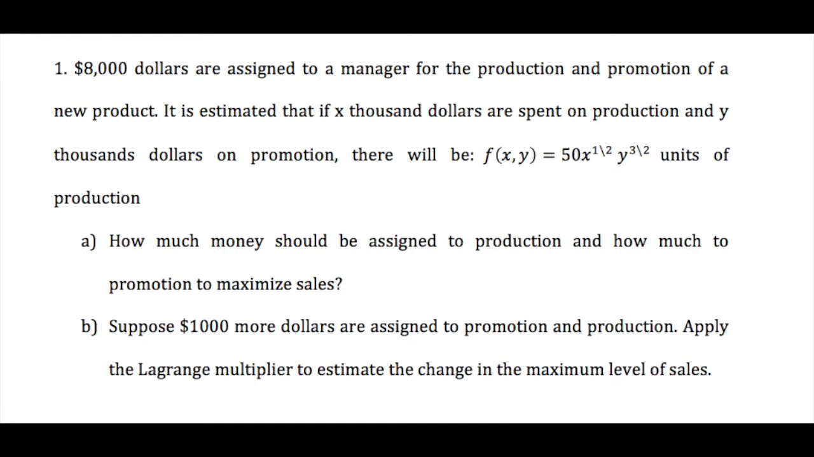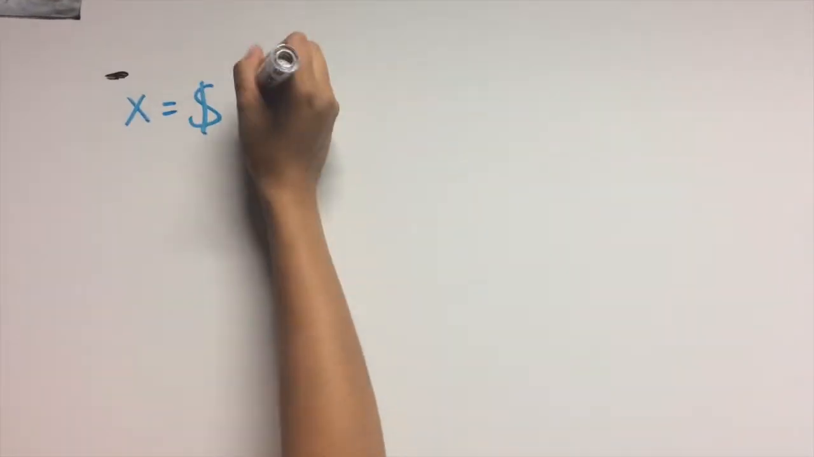B. Suppose $1,000 more are assigned to promotion and production. Apply the Lagrange multiplier to estimate the change in the maximum level of sales. We will start with the first question.